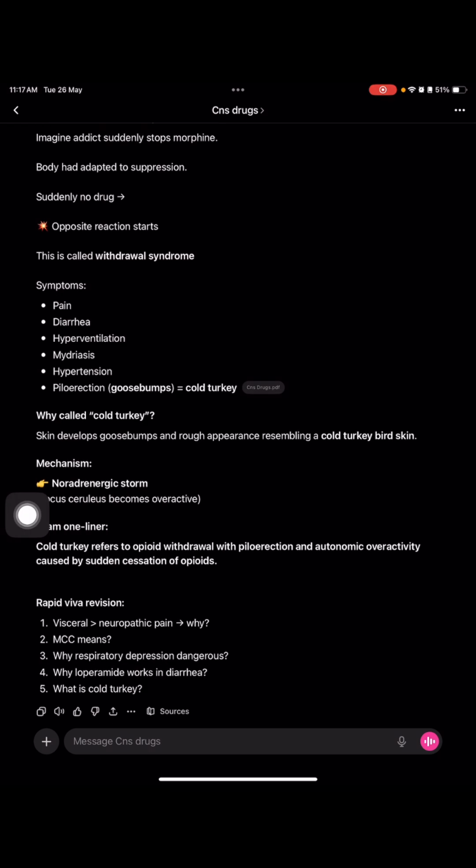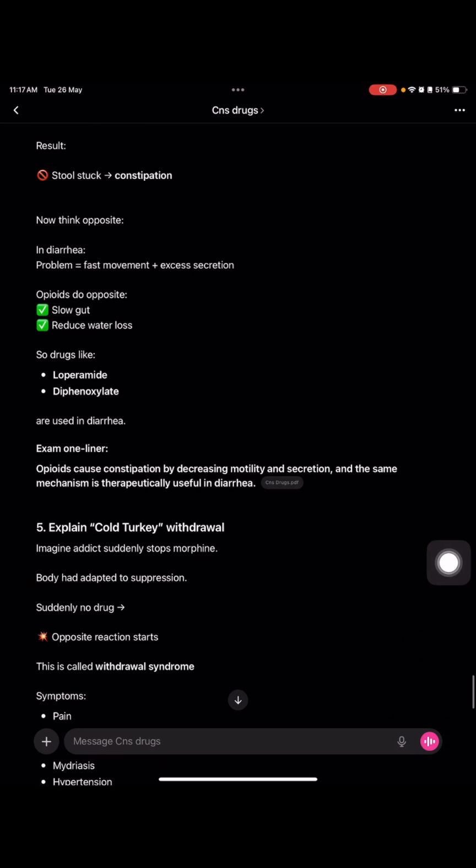Why is it named such? Because the skin develops goosebumps and a rough appearance that resembles a cold turkey bird's skin. Okay, so it's a bird, and our skin resembles the bird skin, and its mechanism is a noradrenergic storm. So the locus ceruleus becomes overactive. Where is the locus ceruleus? Do you remember? On the floor of the fourth ventricle. Okay, and the noradrenergic storm will be there, and it will cause autonomic overactivity.